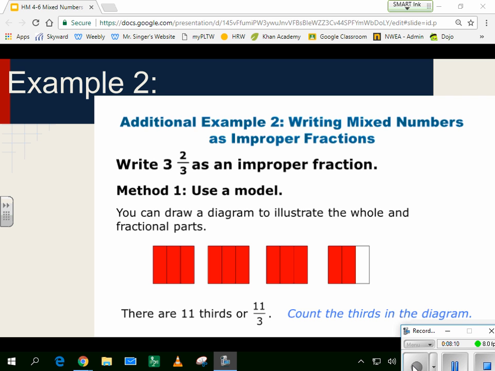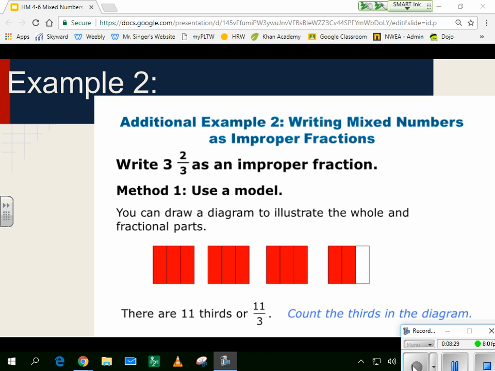You're probably thinking, why would I want to turn it into an improper fraction if it's already proper? Well, sometimes it makes it easier to add and subtract numbers or multiply or divide numbers when you have just a simple fraction and not messing with a whole number and a fraction. So the first method is you could draw a model.